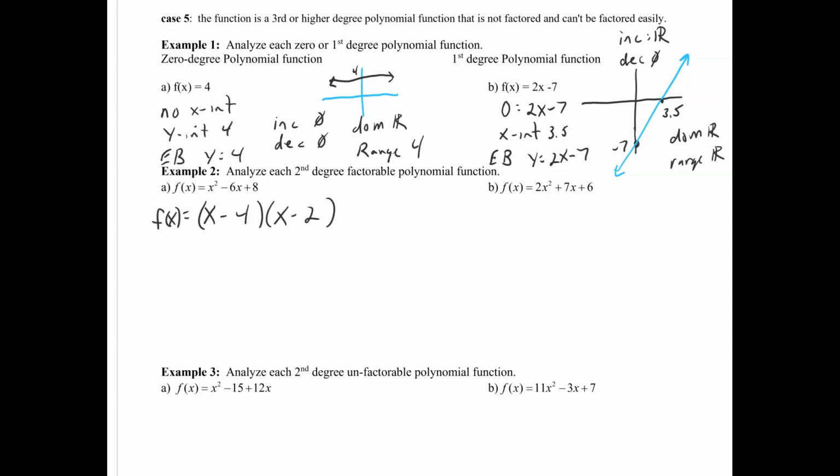Now this time there is an end behavior model, and so the end behavior would model y equals x squared. That's the first term. We have zeros, so x-intercepts, at what makes both of these 0, so that's where x minus 4 equals 0 and where x minus 2 equals 0. So x-intercepts at x equals 4 and x equals 2, and both of these have a multiplicity of 1.